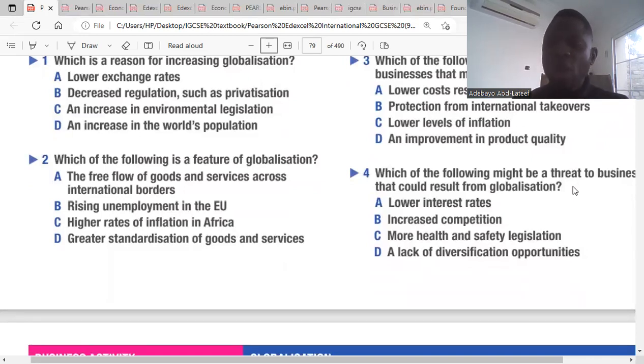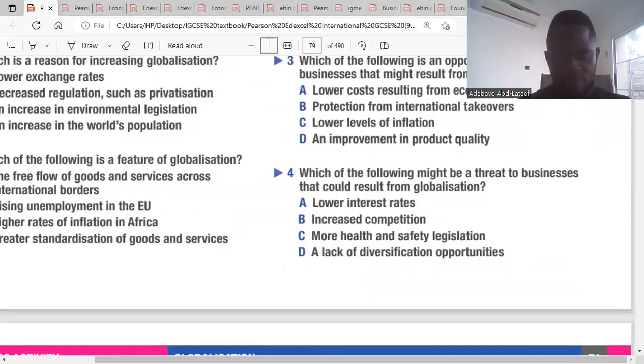And the last one, which of the following might be a threat to businesses that would result from globalization? Lower interest rate, increased competition, more health and safety. B, that's all about globalization. Do you have any questions about it? Okay.